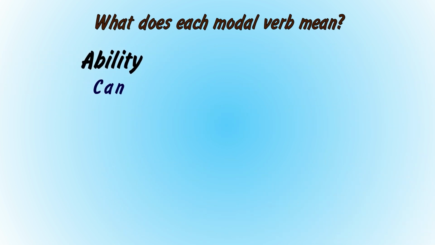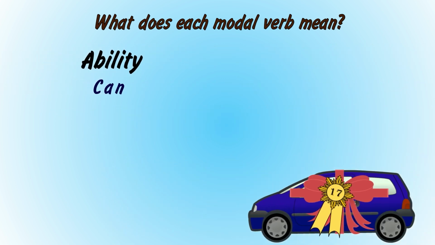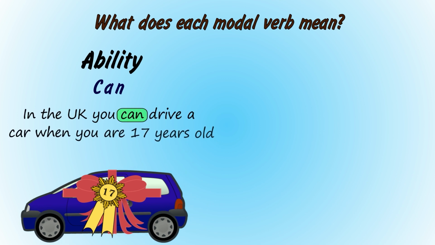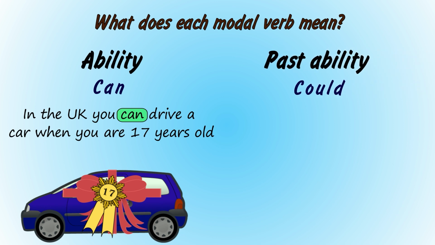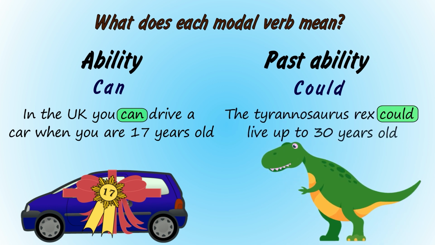We have can, which expresses ability. In the UK, you can drive a car when you are 17 years old. And we have could, which indicates ability in the past. The Tyrannosaurus Rex could live up to 30 years old.